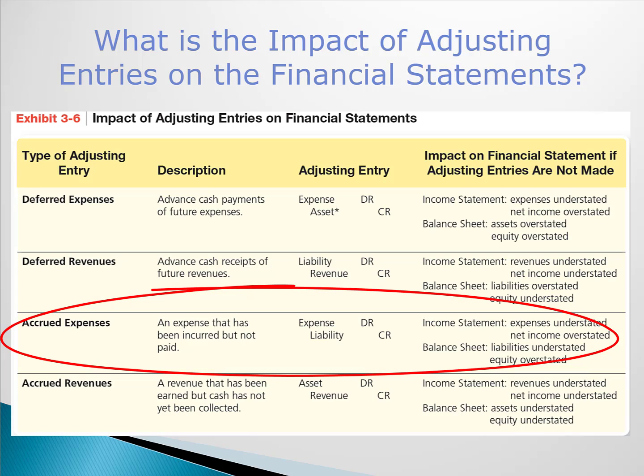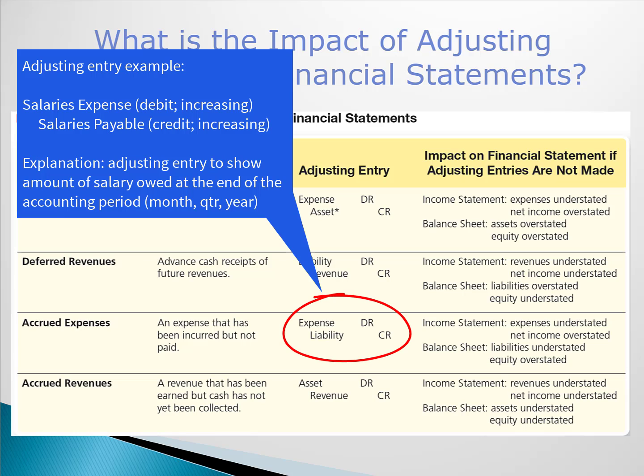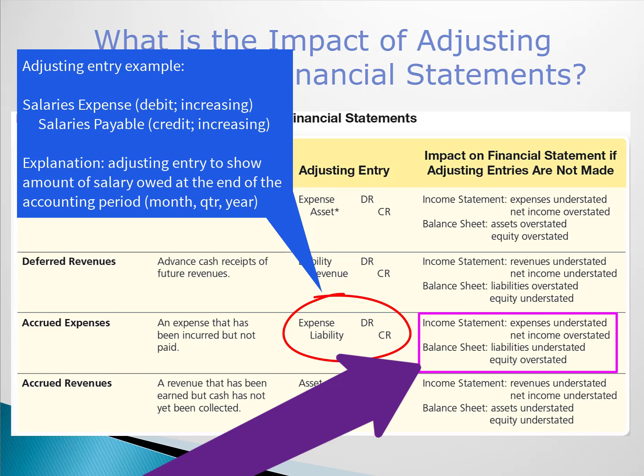For accrued expenses, that's an expense that has been incurred but not yet paid. The classic example for this is wages payable or salaries payable. For the adjusting entry, you would increase wages expense or salaries expense, and then you would also increase wages payable or salaries payable, whichever word they choose to call the account. If you forget to do this adjusting entry, on the income statement, expenses would be understated and net income would be overstated. And on the balance sheet, liabilities would be understated. For example, if you forget to record that you owe salary at the end of the year, that liability would be missing from the balance sheet.